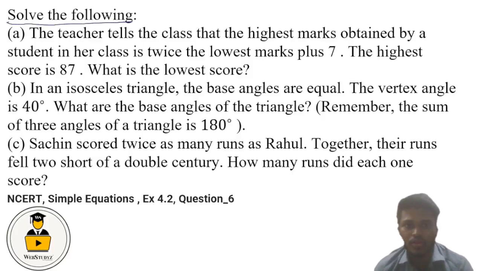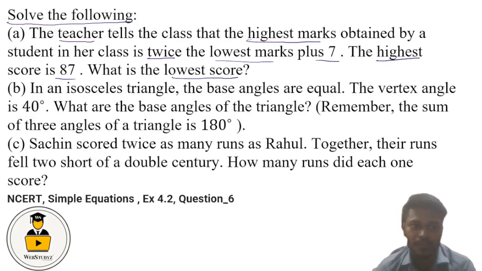Solve the following. So we have been given statements and we have to solve them. Statement 1 says that the teacher tells the class that the highest mark obtained by a student in her class is twice the lowest mark plus 7. The highest mark is 87. What is the lowest score?